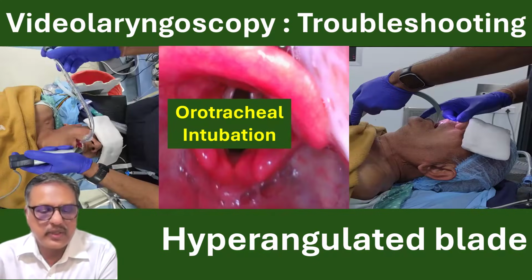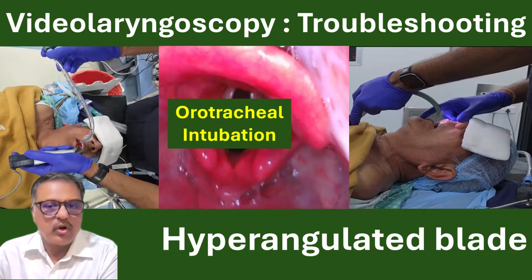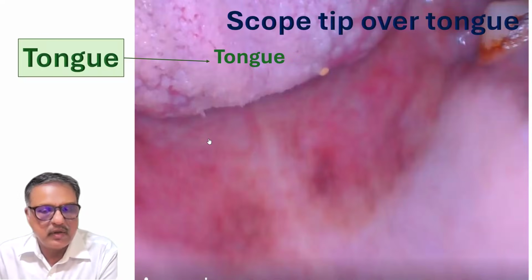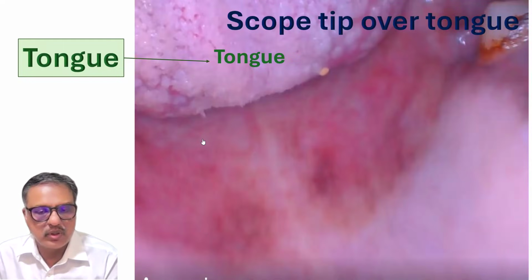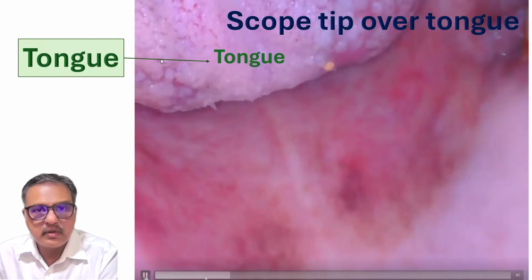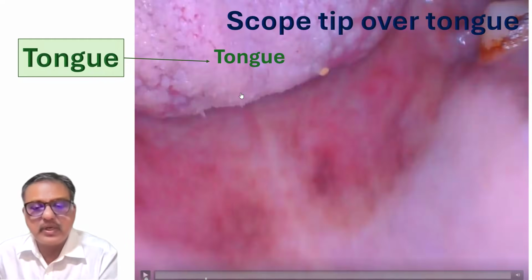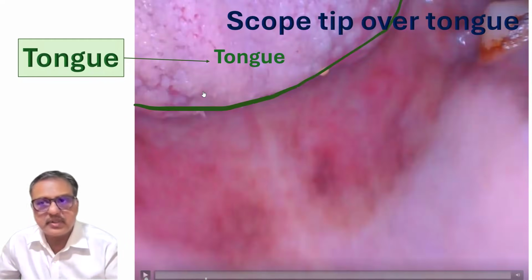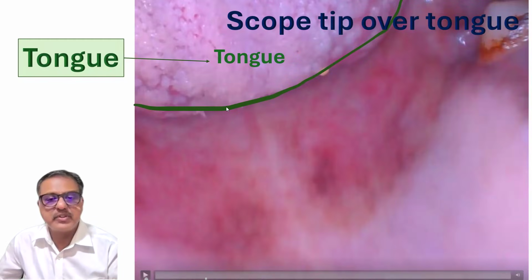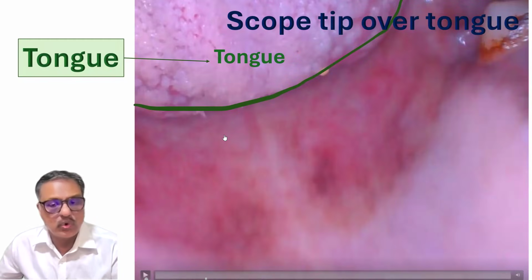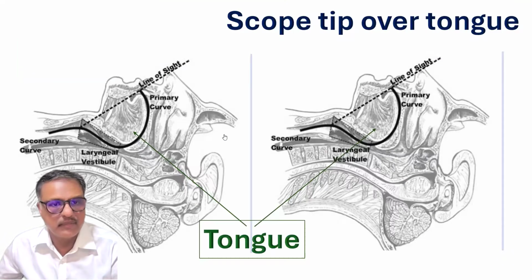Videolaryngoscopy, troubleshooting with D-blade or hyperangulated blade for orotracheal intubation. When you insert the blade inside the mouth, many times you get the tongue rolled over the scope. You get the tongue on the screen because your scope tip is over the tongue. Why is it so, and how to overcome this problem?